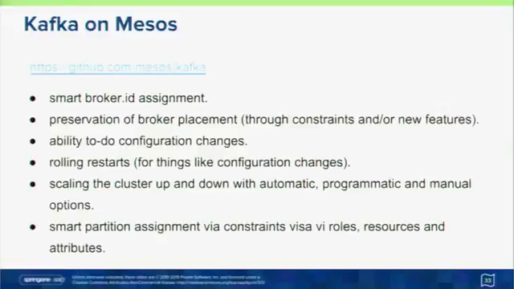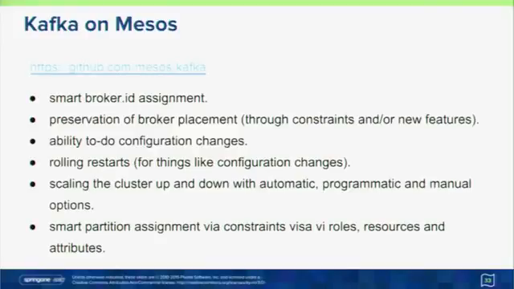Because if you have 20 terabytes of data, it's going to take a long time to replicate over your network. No matter how fast your network is, 20 terabytes of data over the network is going to take time. So you want to have some intelligence behind these scaling optimizations. You want to do it in a way that knows how Kafka works.